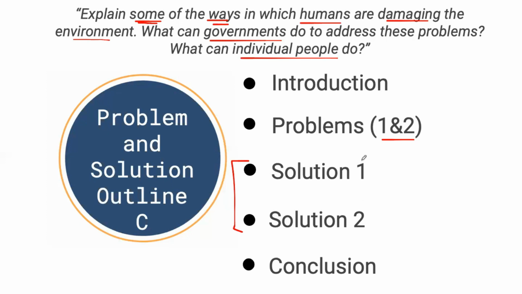So you'll want to focus your energy and your time on creating 2 solutions for these 2 problems. And that's why the solutions have their own designated paragraph. One will be devoted to talking about what governments can do, and one will be devoted to discussing what individual people can do. So that's the difference here.